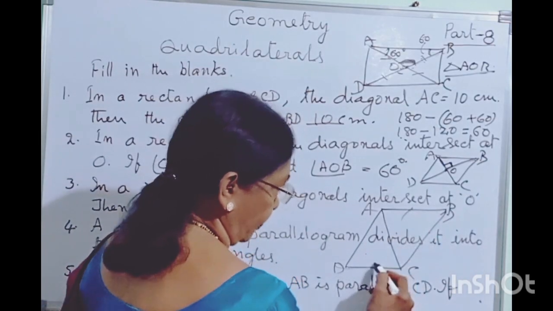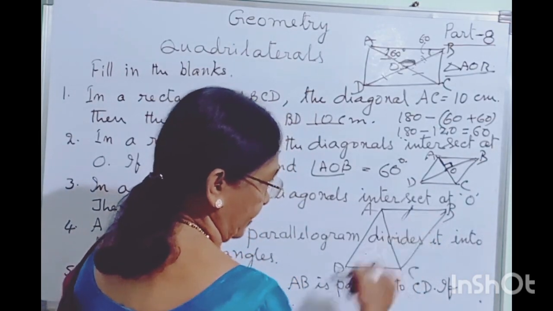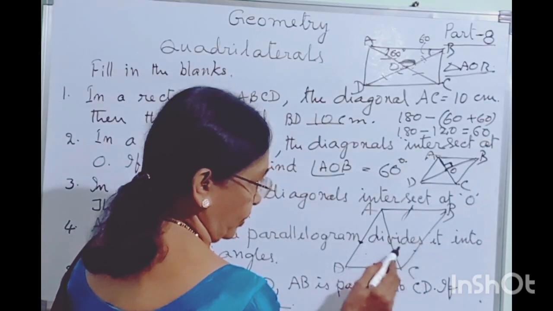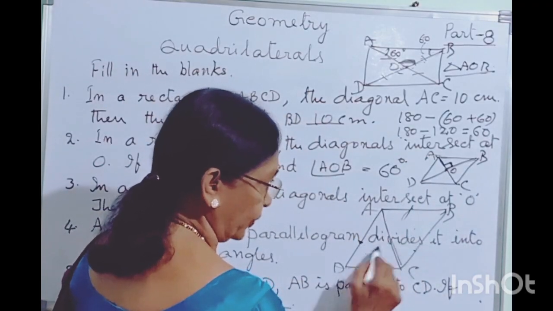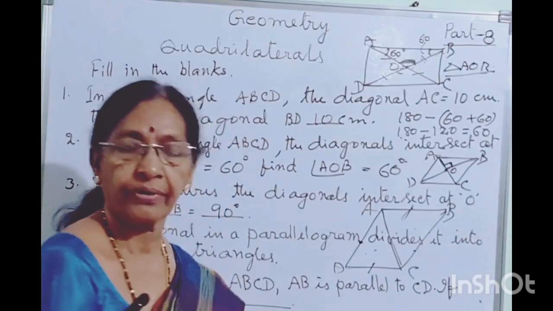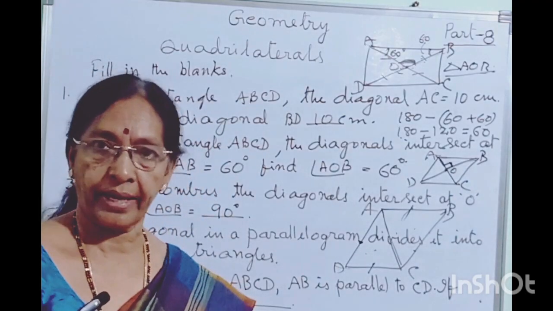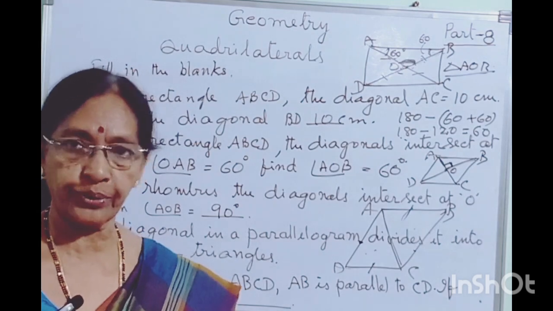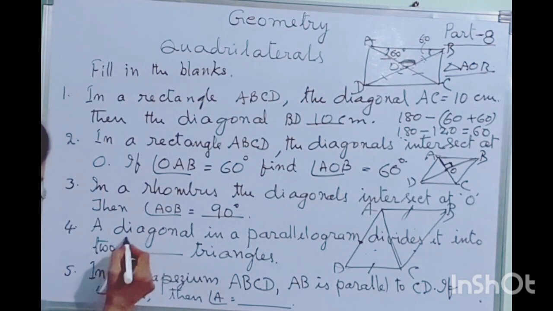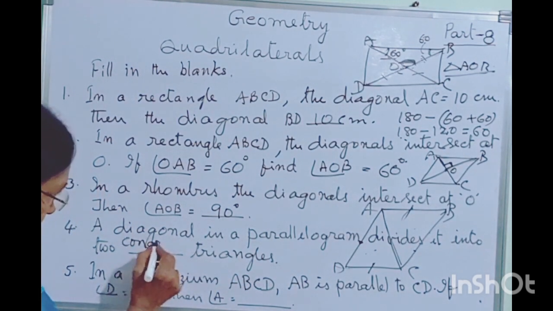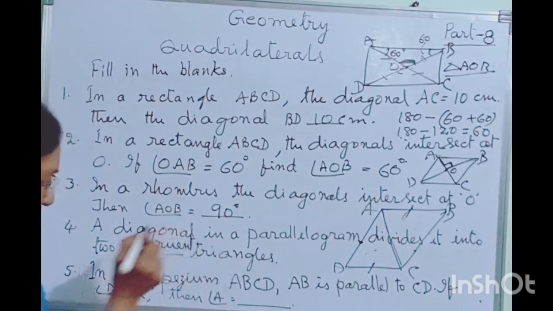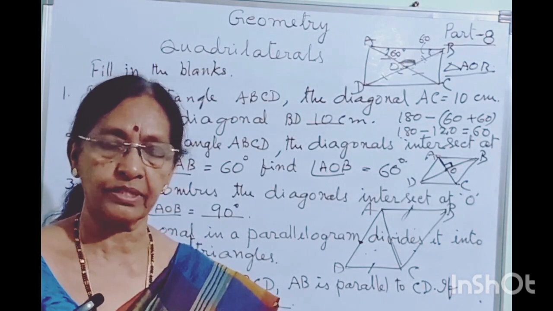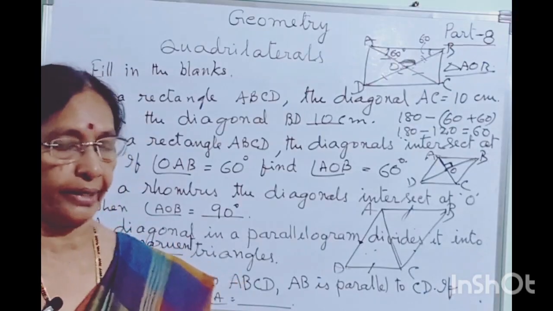Opposite sides are equal. This side is equal to this side, and this side is equal to this side. And this is common for both the triangles. Therefore, any diagonal of a parallelogram divides it into two congruent triangles. A diagonal of a parallelogram divides it into two congruent triangles.